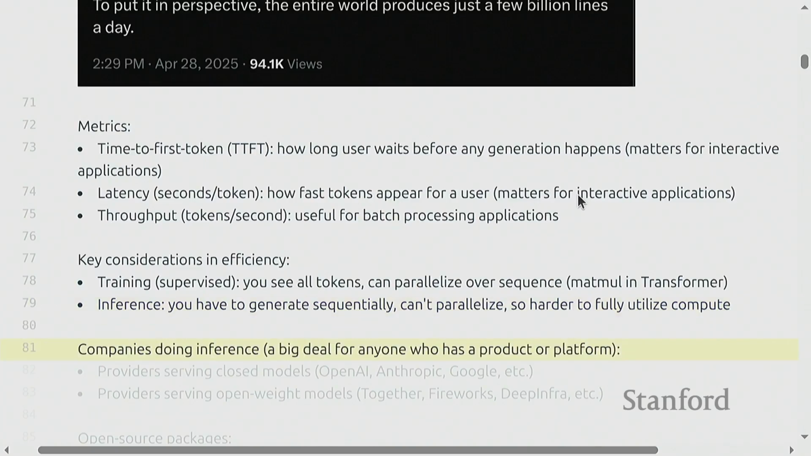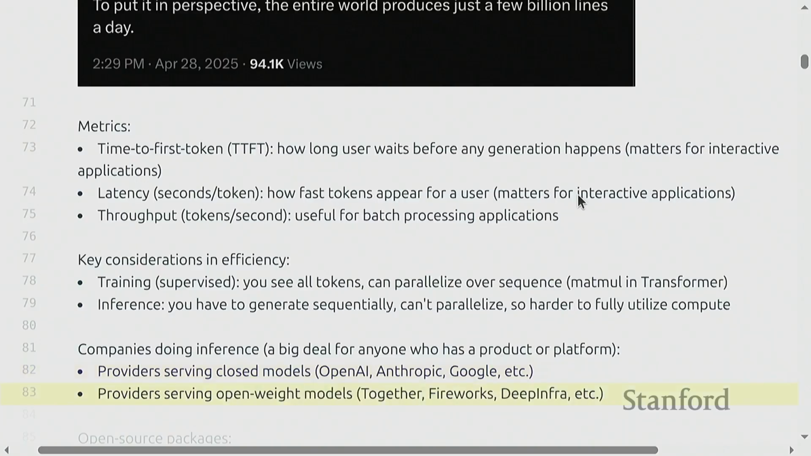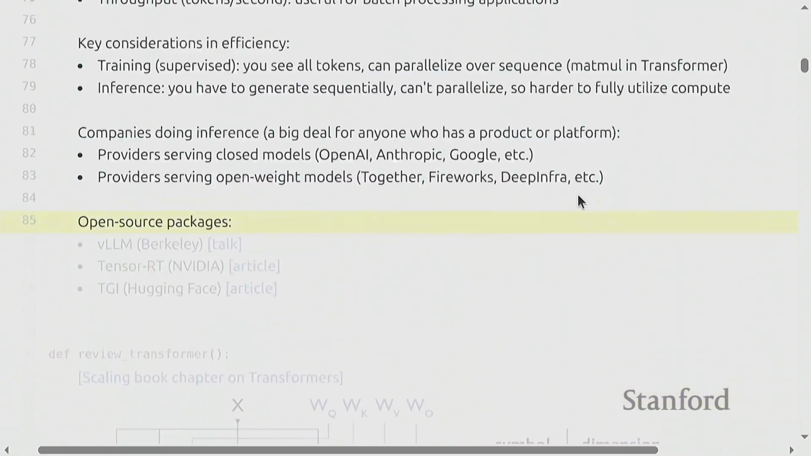So a lot of people are doing inference. Anyone who has a product and platform quickly realizes that the costs of serving large models are going to go up. So they spend a lot of time and engineering effort trying to reduce that cost. Both providers serving closed models and providers serving open weight models pay a lot of attention to inference. More so than I think the average academic, because we're not actually serving any models. We're just training and getting a score and putting it in the paper. But people who are actually serving models pay a lot of attention to inference.